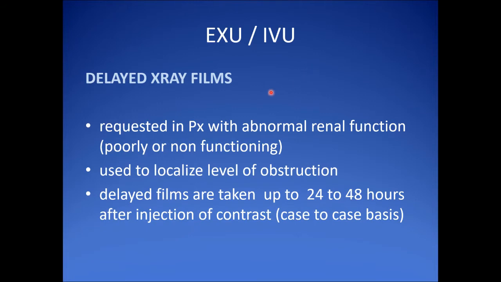On a case-to-case basis, if the IV urogram is abnormal, we take delayed images. This is requested in patients with abnormal renal function, so it could be poorly or non-functioning. We do delayed films in order to localize the level of obstruction. The delayed images can be done after an hour, 2, 4, 6, or even up to 24 to 48 hours. It depends on what we see on the prior images.